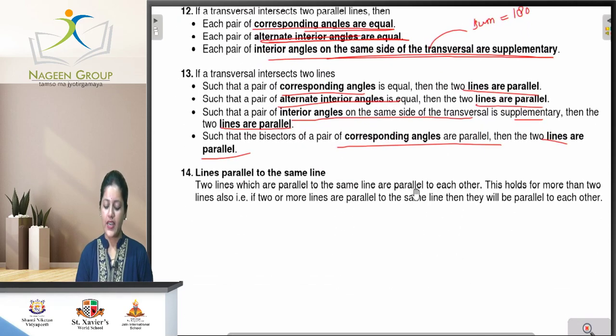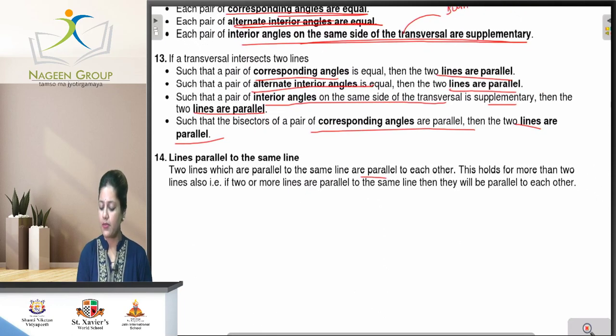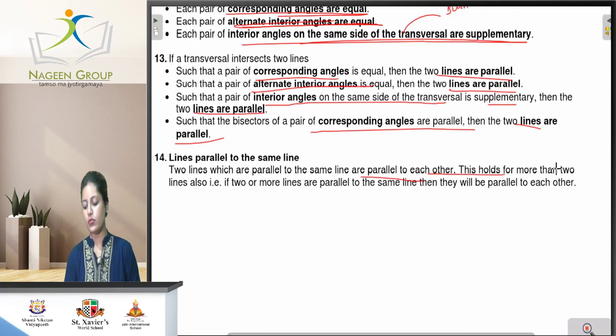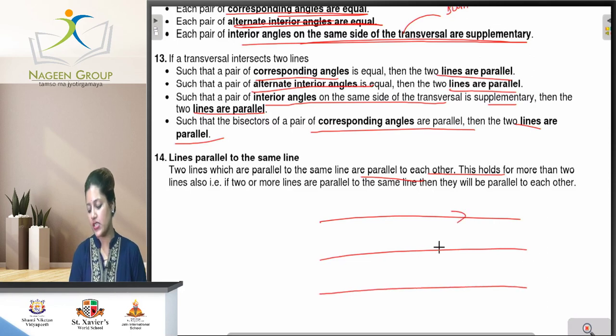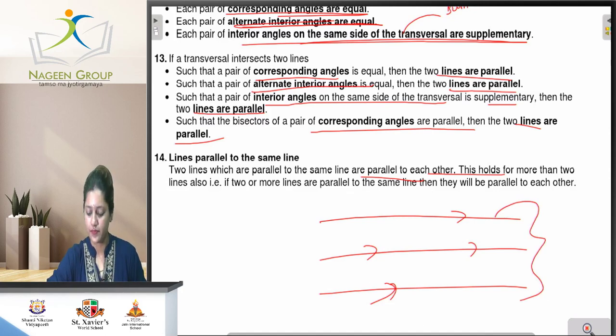Next one, lines parallel to the same line. Two lines which are parallel to the same line are parallel to each other. This holds for more than two lines also: if two or more lines are parallel to the same line, then they will be parallel to each other. As I have taught you in an earlier class, if this line is parallel to this and this line is also parallel to this, then all three are parallel to each other.